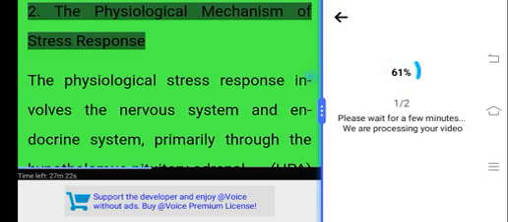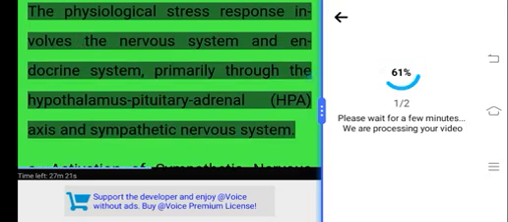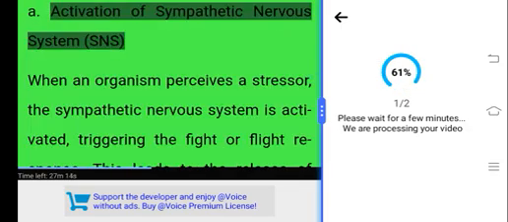2. The physiological mechanism of stress response. The physiological stress response involves the nervous system and endocrine system, primarily through the hypothalamus-pituitary-adrenal (HPA) axis and sympathetic nervous system. A. Activation of sympathetic nervous system (SNS).